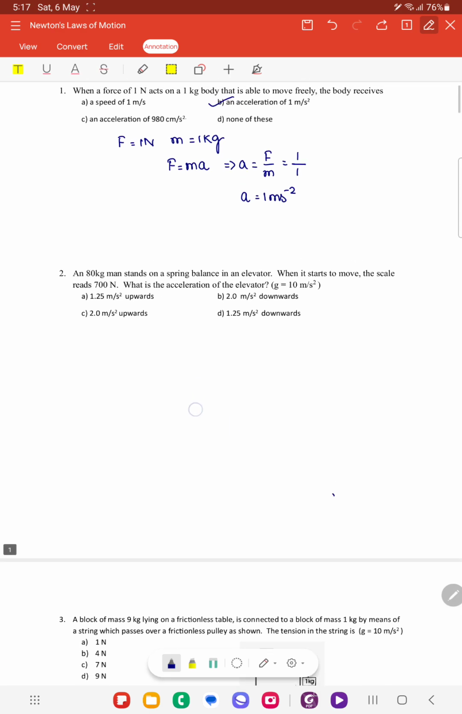Question number 2. An 80 kg man stands on a spring balance in an elevator. When it starts to move, the scale reads 700 Newton. What is the acceleration of the elevator? Mass of the man is 80 kg and the reading on the scale, that is the reaction force, is 700 Newton. So let us consider this is an elevator.